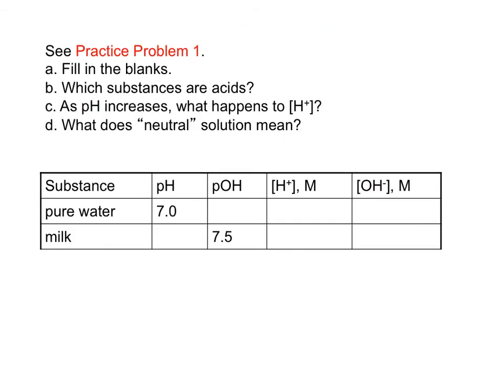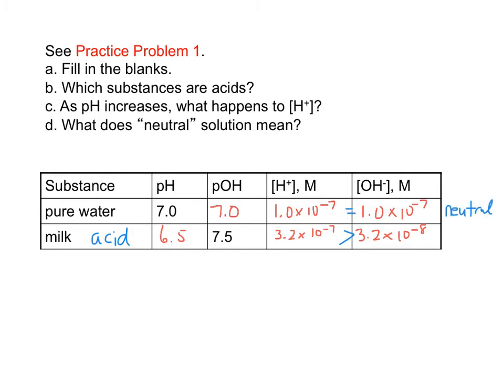Practice makes perfect, so stop the video and fill in the blanks for pure water and for milk. And the answers are: these calculations tell us that milk is an acid because the pH is less than 7 and H plus is greater than OH minus. Note that as the pH increases, the H plus concentration decreases. Pure water is a neutral solution. A neutral solution has an equal concentration of hydrogen ions and hydroxide ions.